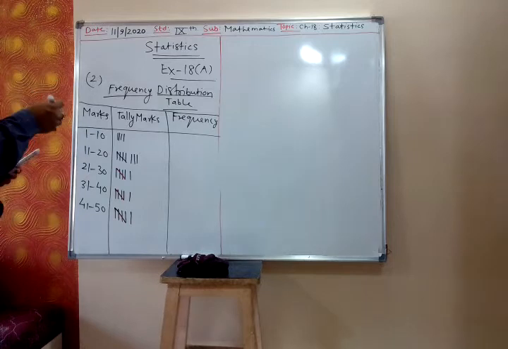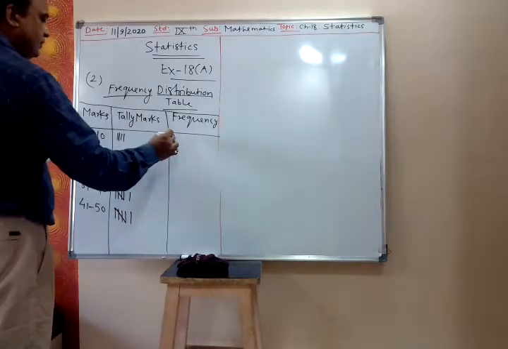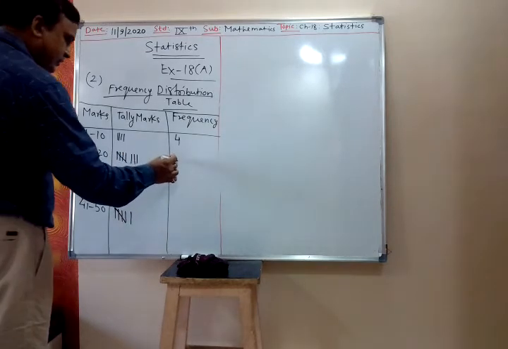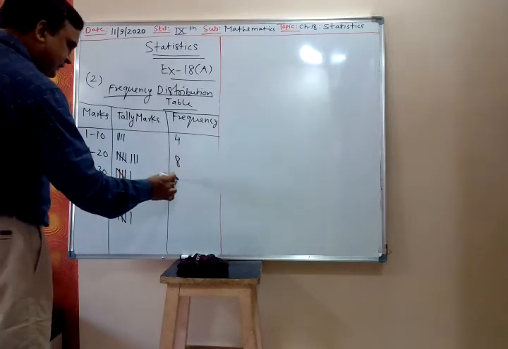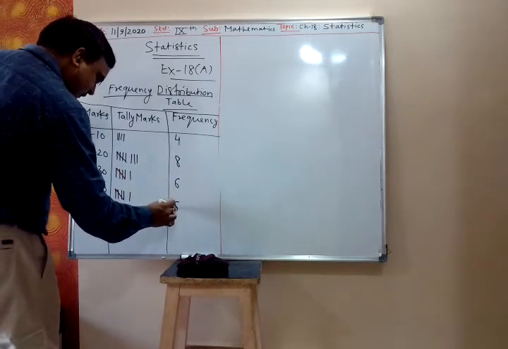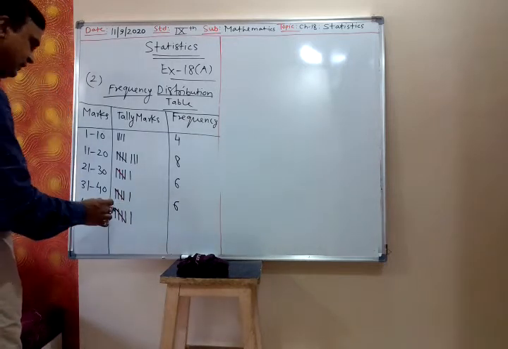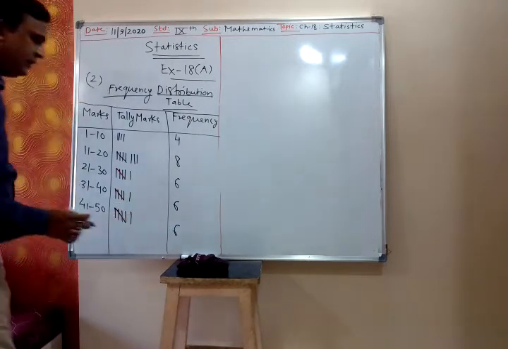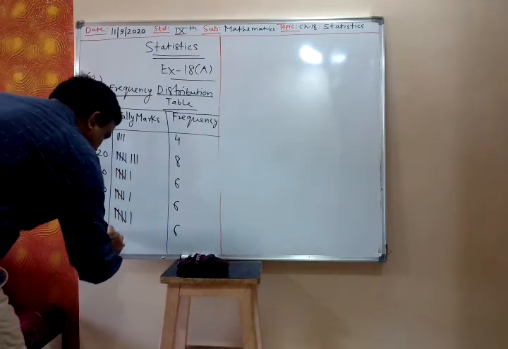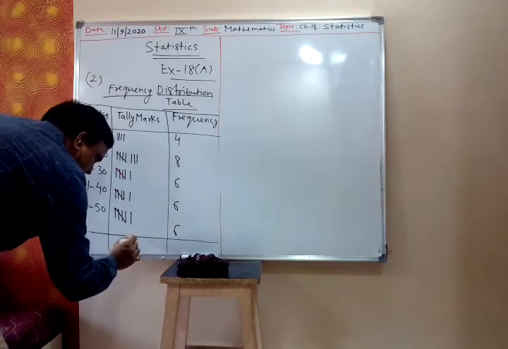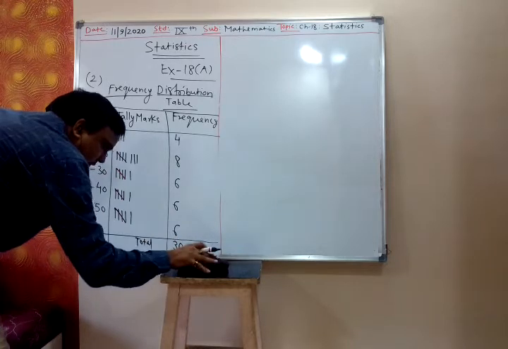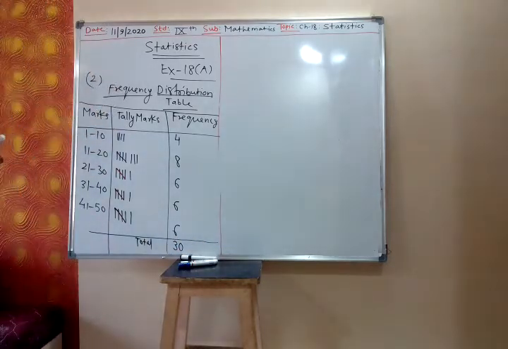So now you count how many tally marks are there. 1, 2, 3, 4. So first you will write 4. Then 4, 8, then 6, then 3, 5 plus 1, 6, then 6, 4, 8, 6, 6, 6. Total is 30. You can write down this total as 30.